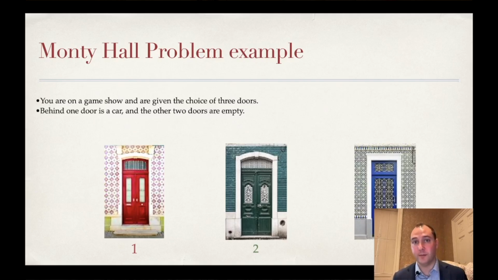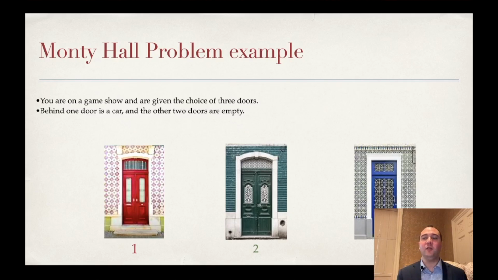This is a very famous example, and it's been around for quite some time. So this is the Monty Hall problem. Let's go through the Monty Hall problem. Let's say that you are on a game show and you're given the choice of 3 different doors. Behind one door is a car. Behind the other 2 doors is something not very useful. Let's just say those are empty doors.